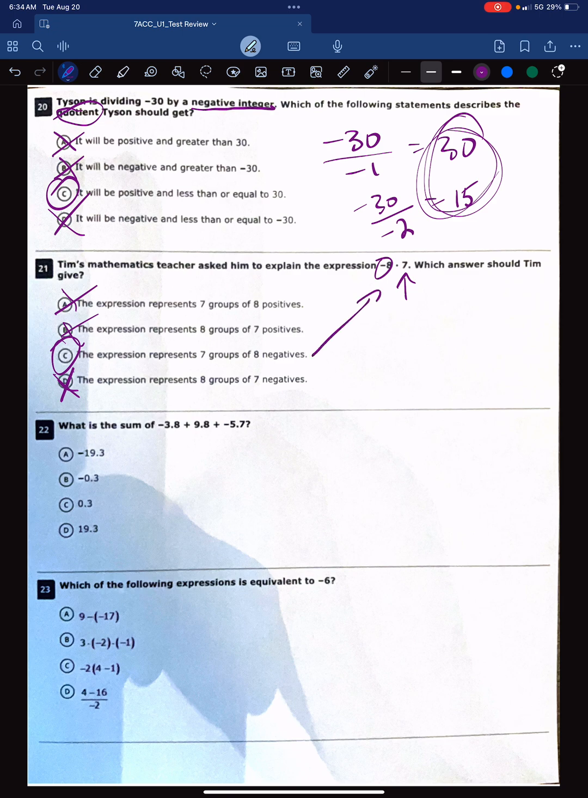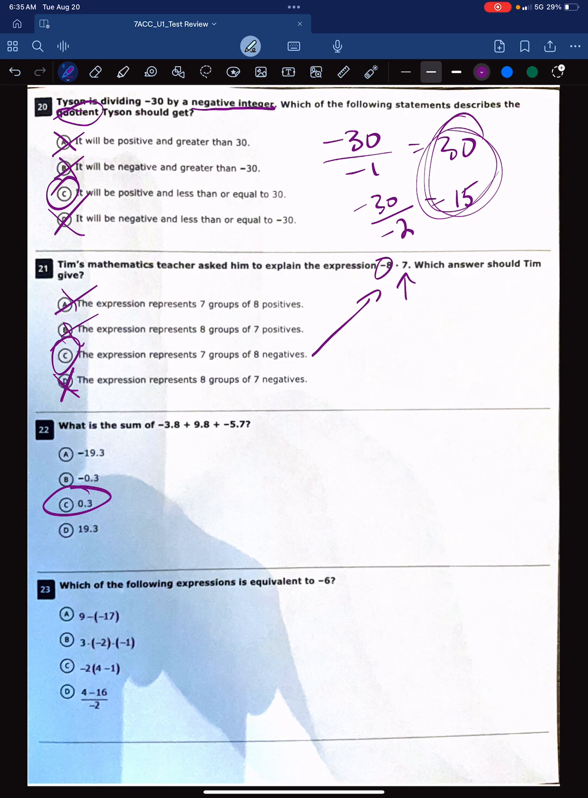Okay. 22, what is the sum of those 3 numbers? We're just putting this in the calculator, call it a day, right? Negative 3.8 plus 9.8 plus a negative 5.7 is going to be 0.3. Okay? So that's just a clear calculation. Double check your work to make sure you got it right.